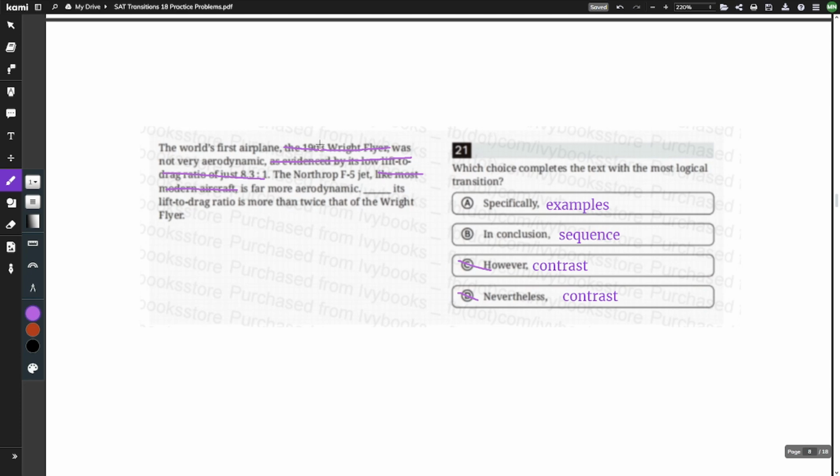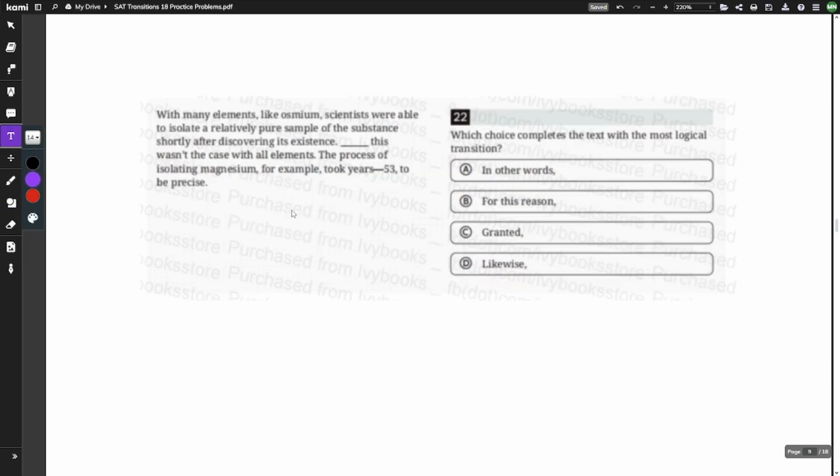So now that we got rid of all this extra babbling, this is all we need to know. The first airplane, not aerodynamic. This jet, more aerodynamic. How is it more aerodynamic? Its lift to drag ratio is more than twice. So it's explaining how it's more aerodynamic by giving an example. So our answer will be A. Alright, there we go. And of course, it's not a sequence of events or anything like that. So there we go.